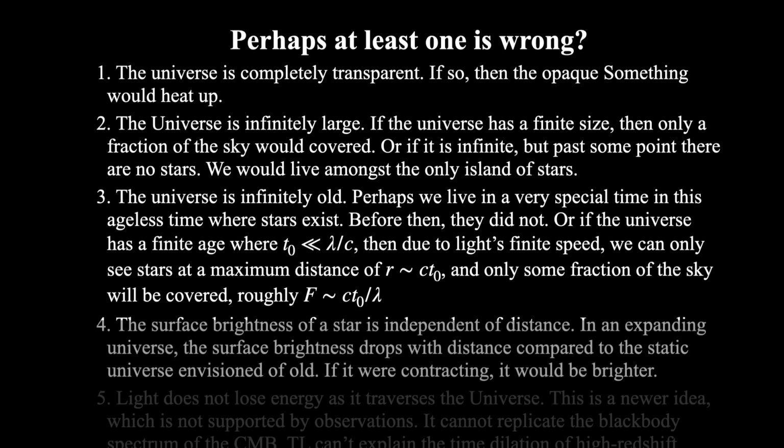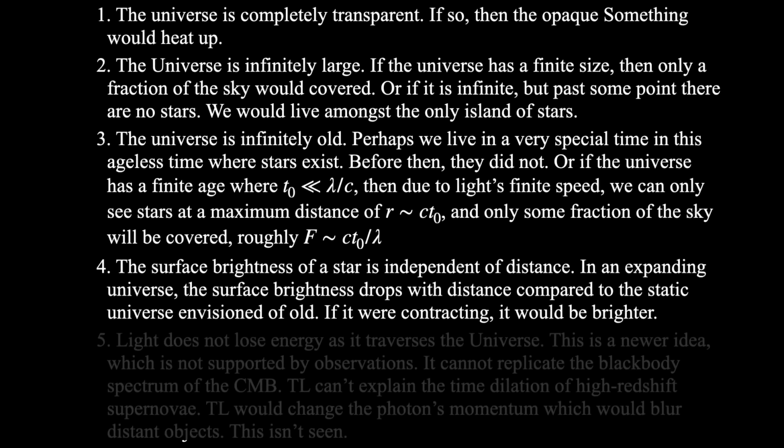Next, we have to look at the surface brightness of a star being independent of its distance. In an expanding universe, the surface brightness would drop with distance compared to the infinite static universe we envisioned. And if we're contracting, things would be brighter than expected. So maybe this expanding universe will get rid of it too.